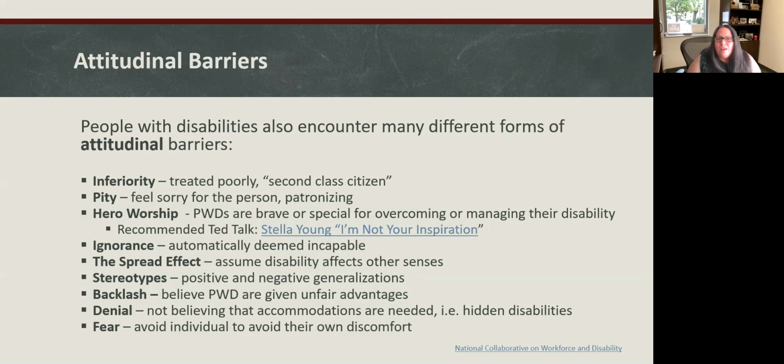Hero worship, I think we sometimes struggle because we have people come to us and they want to tell a really good story about a student and what's going on. And people with disabilities are not brave or special because they do the day-to-day things. They manage their disability, they handle it. When they do things above and beyond that, that's when we want to highlight them.